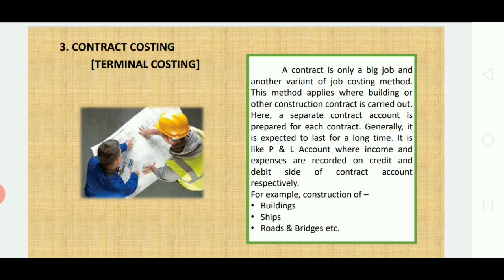For example, construction of buildings, ships, roads, bridges, etc. I hope now we are understanding the method of contract costing. Right?